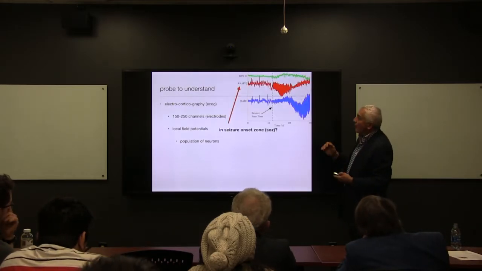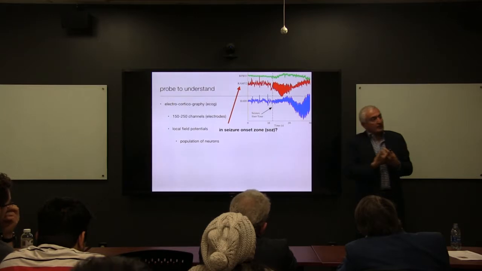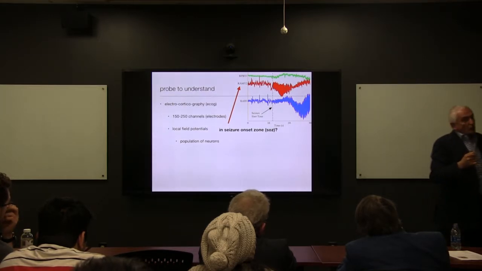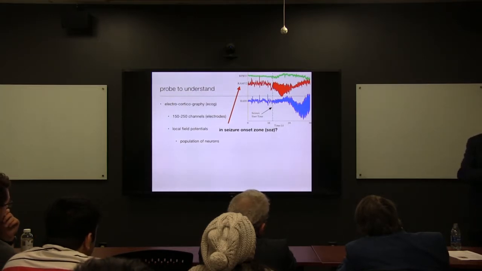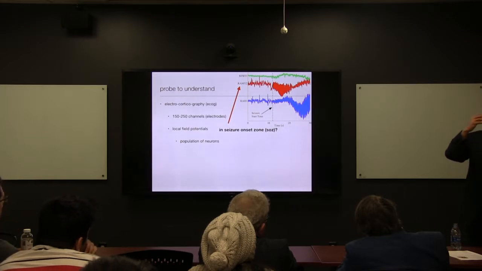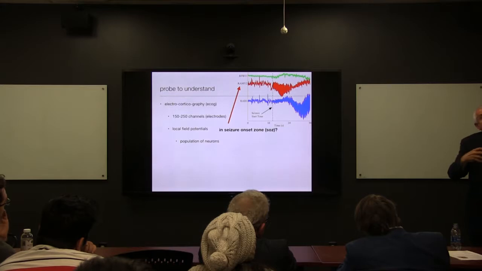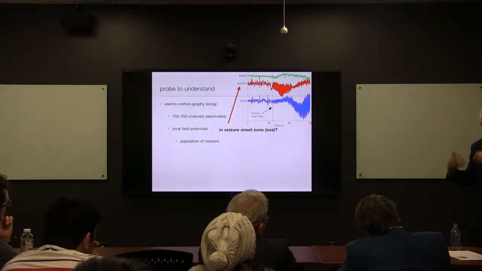Now, among the questions that you're interested in is to identify what we call a seizure onset zone. So to identify the particular electrodes, a particular population of neurons that seems to be the source of seizure, so that other regions subscribe to it and go into a seizure.